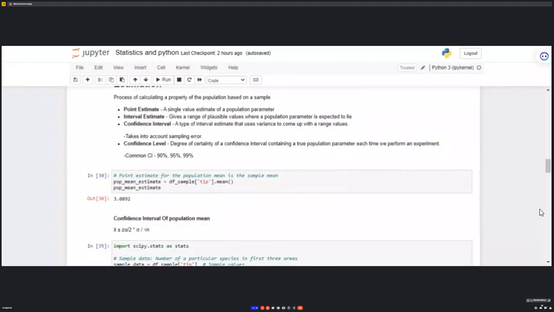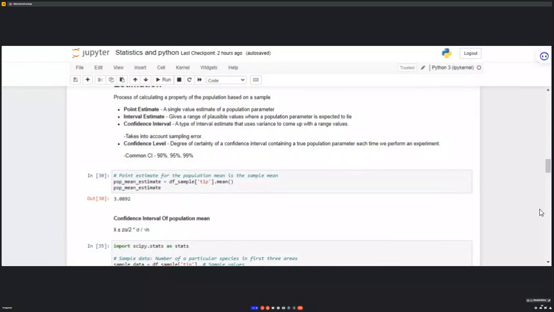In estimation, we have a point estimate. A point estimate is simply calculating a single value. For example, I calculate the mean and I get my sample mean to be 20. That will be my estimate for the population. I'll just say the population mean is estimated to be 20.